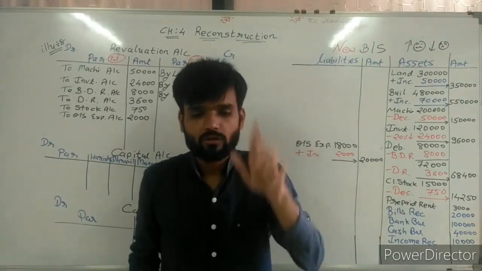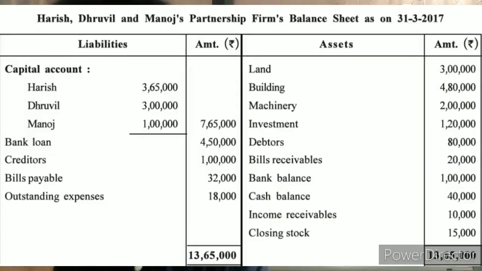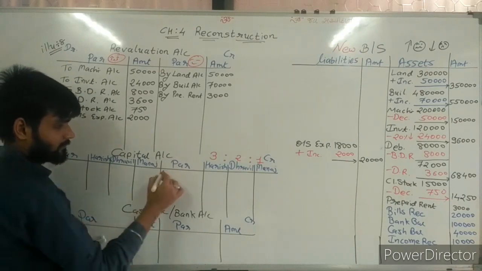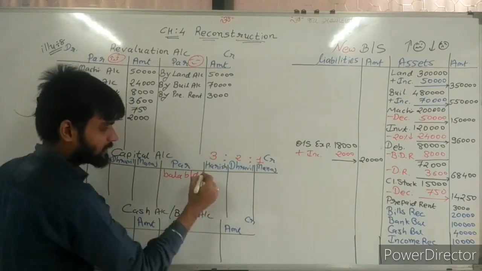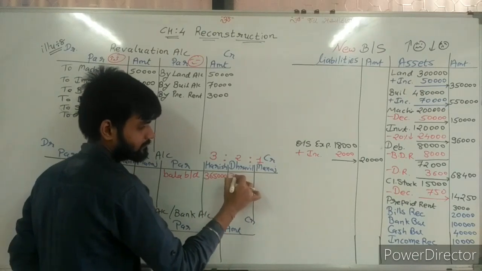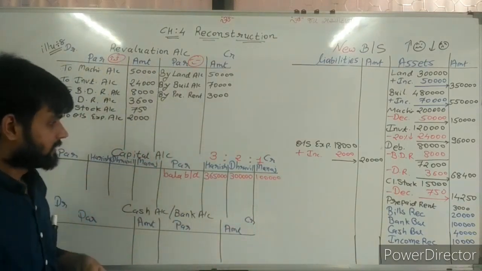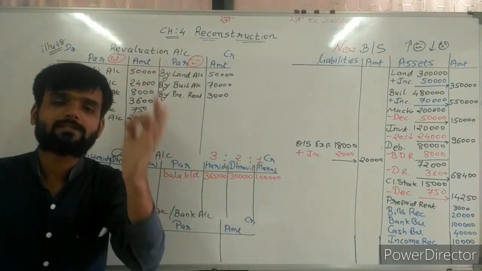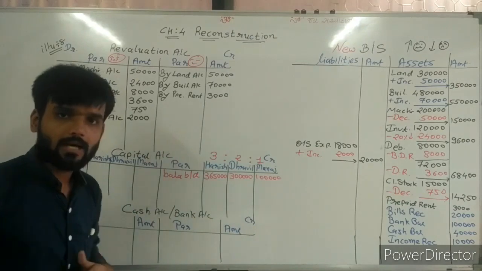Now we are talking about the liability side. Sir, on the liability side, capital account is there. And in capital account, Harish, Dhruvil and Manoj, three capitals are given: 3,65,000, 3 lakh and 1 lakh. So I am writing here. Capital of the three partners, 3,65,000, 3 lakh and 1 lakh rupees. So it's the balance of that capital that is given in your balance sheet.